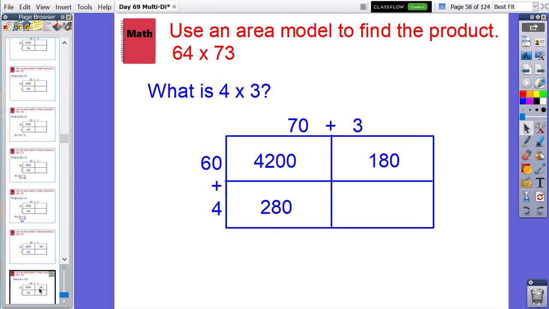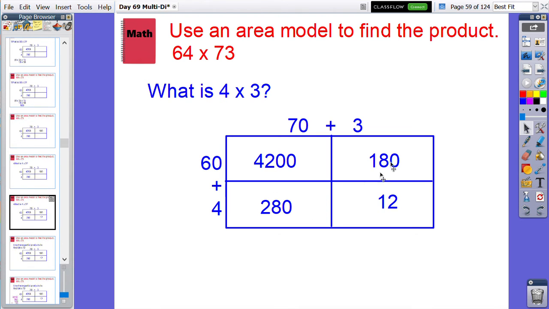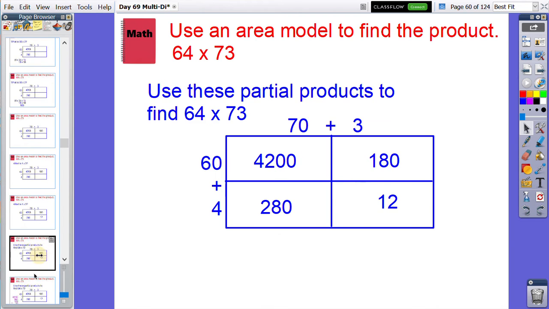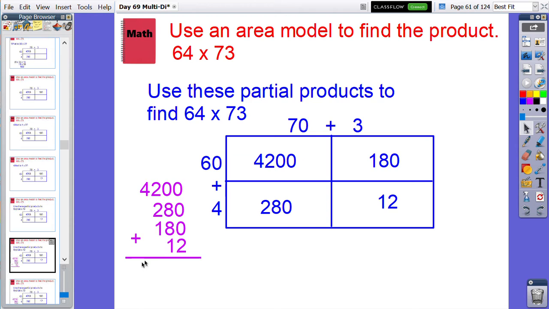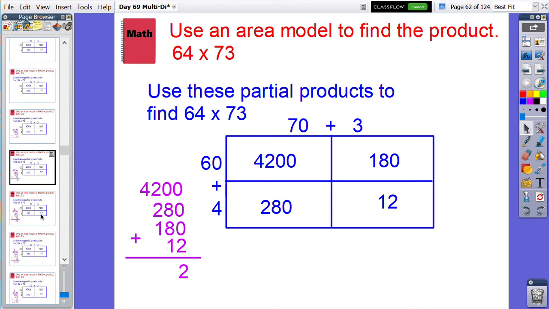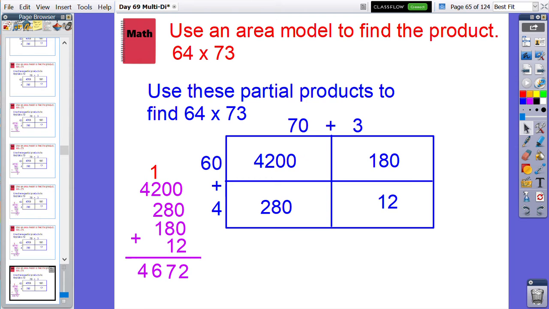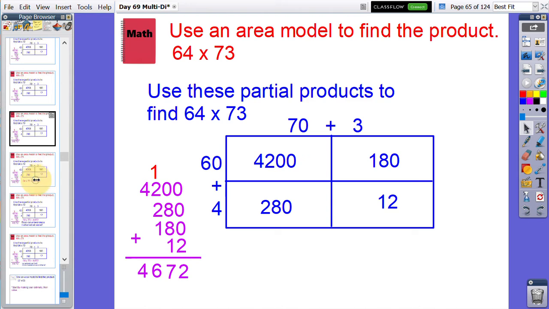And then 4 times 3 is 12. So now we're going to add up, find the sum of all of our areas. So if we add it all up, 2,176, 4... 4,672. So is that close to our estimate?